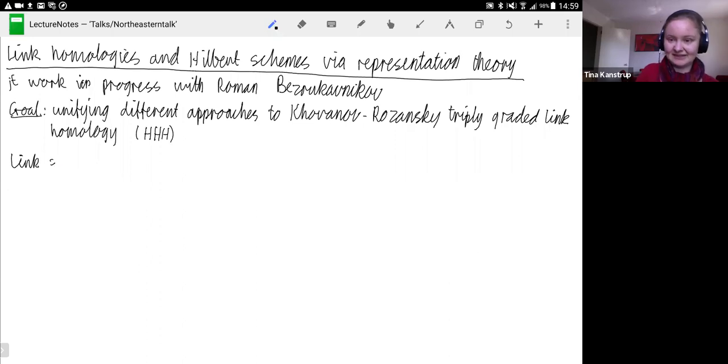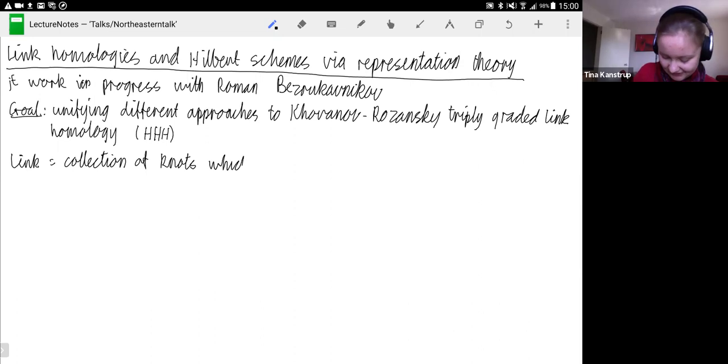So a link is just a collection of knots that may be linked together. And well, maybe as the title and my general personality suggest, this is pretty quickly going to turn into, there's going to be no actual drawing of links beyond the next 30 seconds. Everything will turn into representation theory.